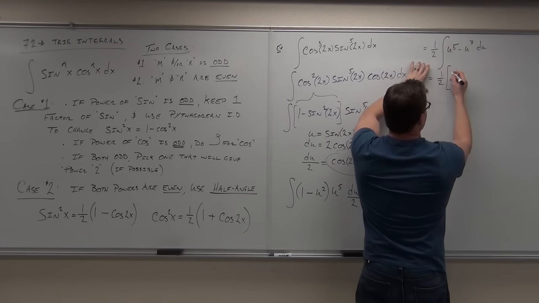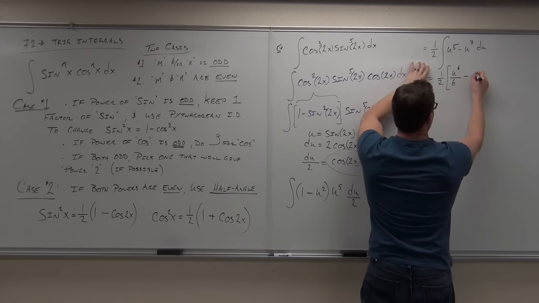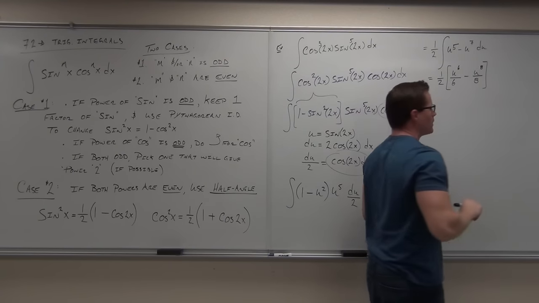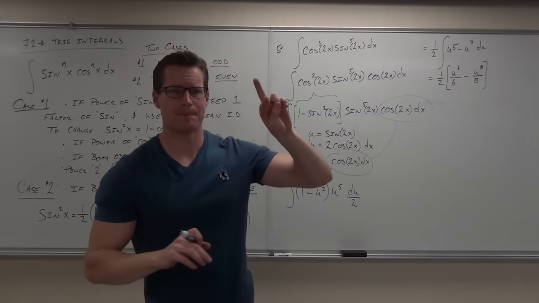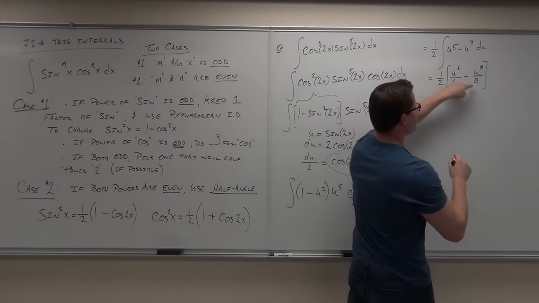We got, what is this anyway? Well, u to the 6 over 6. Perfect. Minus u to the 8 over 8. Are we done? No. We're almost done. We're going to do 2 things. What is it? Like you measure. Distribute. It's going to distribute. So we're going to have 1 12th and 1 16th.